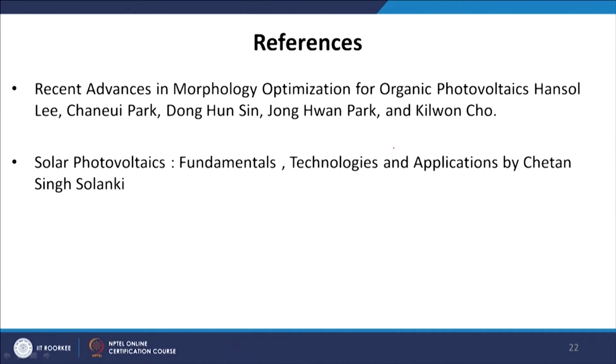There are a lot of research papers and review papers on morphology optimization, and there are also some books. Recent Advances in Morphology Optimization for Organic Photovoltaics by Kilwon Cho is a very important reference. Similarly, for a more fundamental understanding, you can refer to the solar photovoltaics book by Chetan Solanki. But there are also a lot of excellent review papers and research articles on morphology optimization.